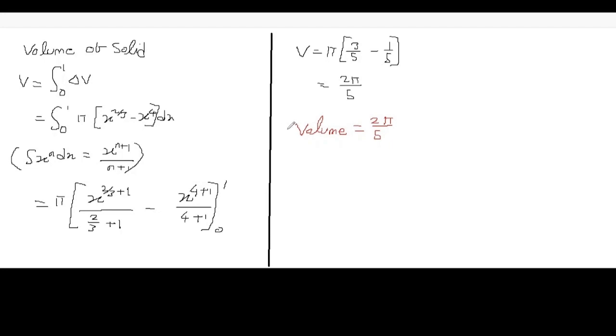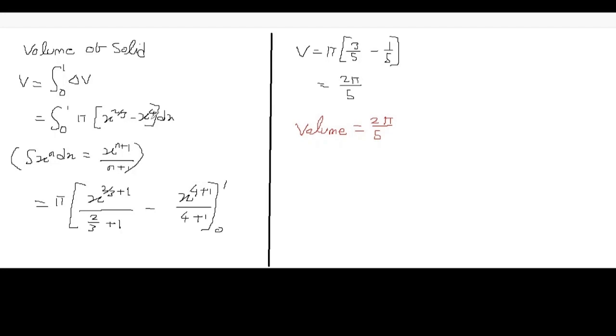But before we wind up, there are two important things you have to remember. When we are rotating the volume about the x-axis, the integration has to be done with respect to x, and when you are rotating about the y-axis, the integration has to be done with respect to y. And while we are integrating with respect to x, all the variables have to be in terms of x, and while we are integrating with respect to y, all the variables have to be in terms of y.